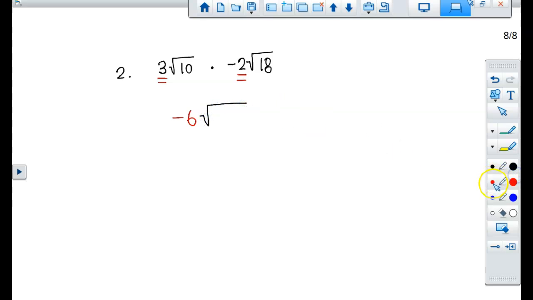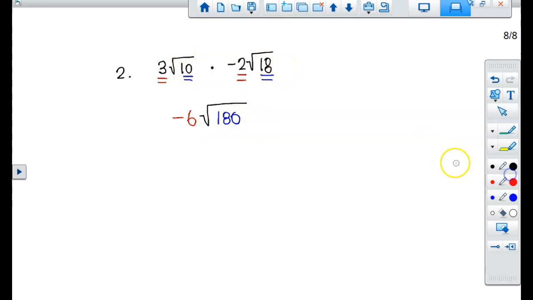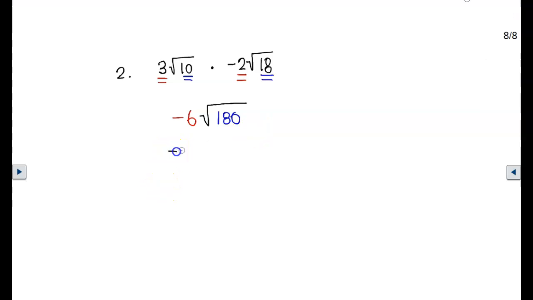All right, next up, we want to do inside times inside. 10 times 18 is 180. So outside times outside gives us negative 6. Inside times inside gives us 180. So we have a negative 6 times the square root of 180. Now that is all of the new stuff in this problem. From this point forward, we just want to take this square root that we have and simplify it. So we are going to break this down into negative 6 times 2 different square roots.